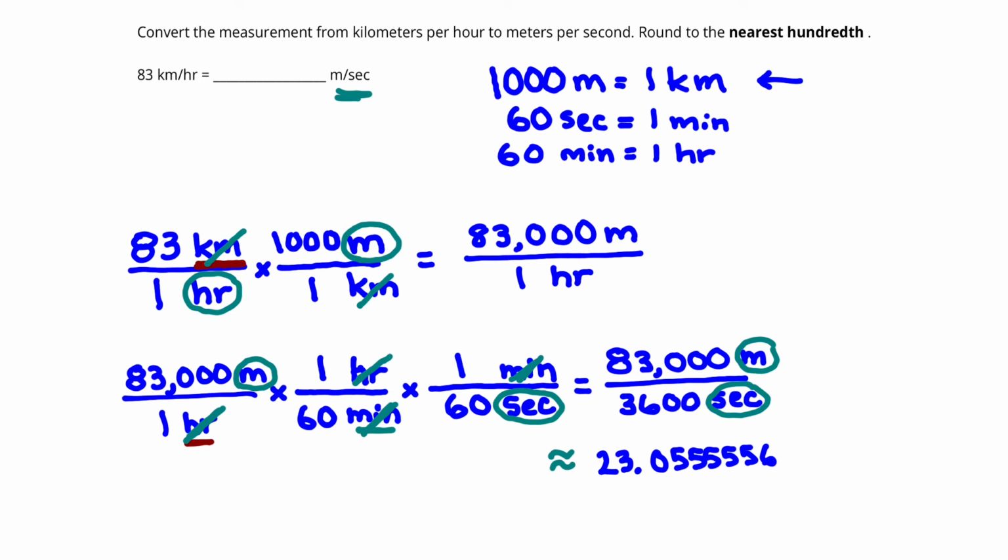And we want to round our answer to the nearest hundredth, which means 2 decimal places. So that means we're going to round this to 23.06. My units being meters on top and seconds on the bottom, or meters per second. And so our final answer is simply 23.06 meters per second is equivalent to our given 83 kilometers per hour. I hope this makes sense. If you have any questions at all, don't hesitate to reach out.